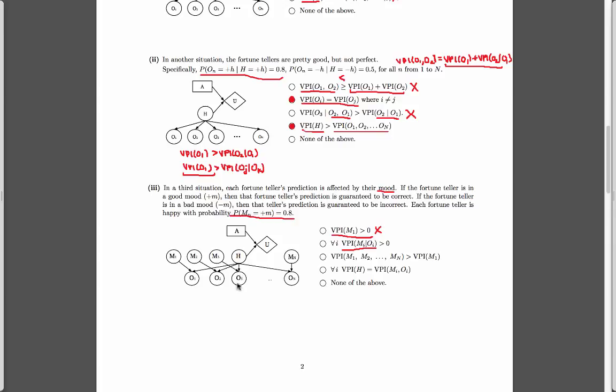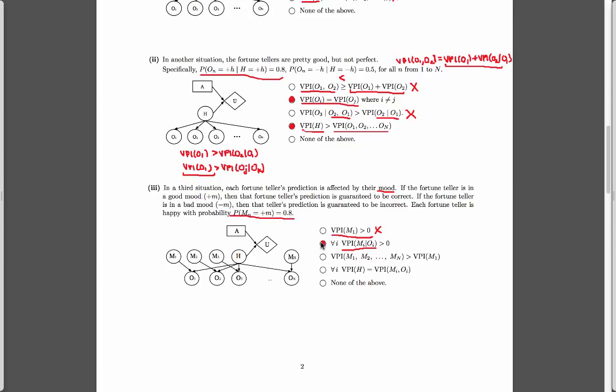And because we aren't certain about whether or not that fortune teller's prediction is correct, getting the mood will basically tell us the exact information of whether that prediction is correct or incorrect. And with that information, we can infer the exact value of H. So this VPI is guaranteed to be positive because it will give us information about H. And it'll actually give us the exact information about H rather than just some estimate of H. So this answer is correct.